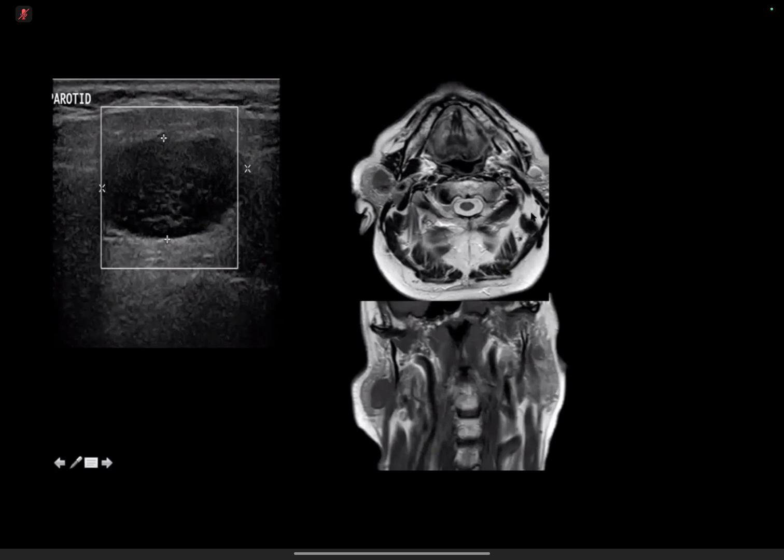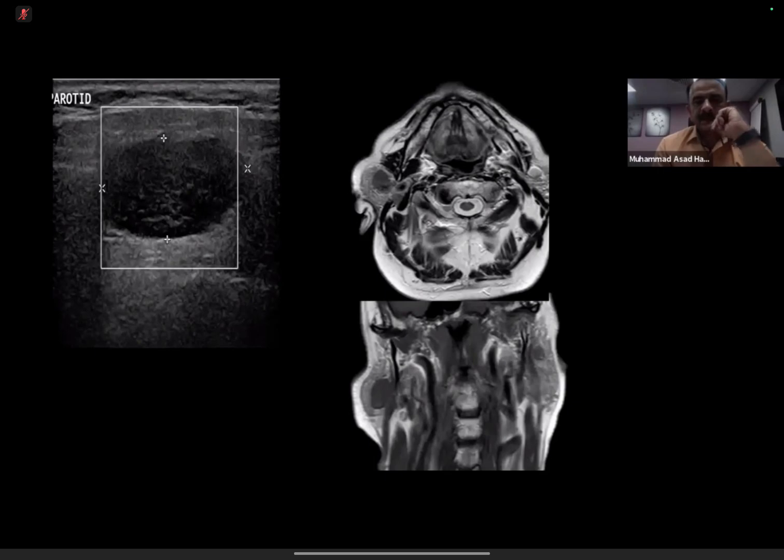There are also axial and coronal MR T2 weighted sequences through this nodule, which show it to be of fairly uniform low to iso intensity on T2 weighted imaging.